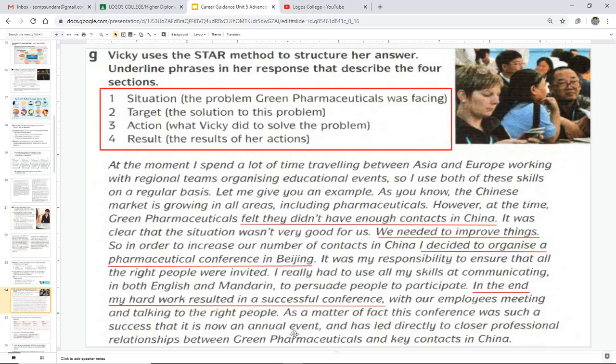In the end, my hard work resulted in a successful conference with our employees meeting and talking to the right people. As a matter of fact, this conference was such a success that it is now an annual event and has led directly to closer professional relationships between Green Pharmaceuticals and key contacts in China.